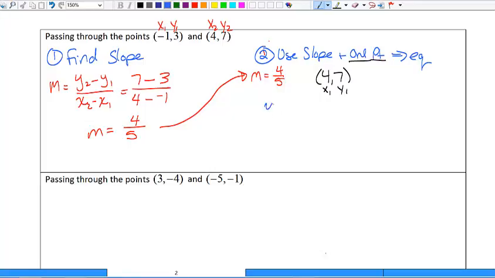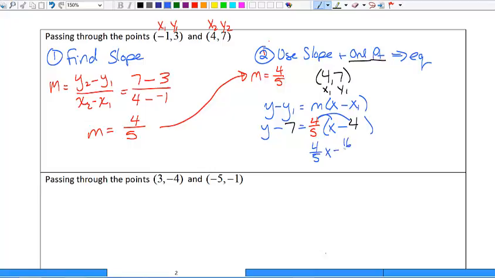So we have y minus y1. Now that we have a point and a slope, we can use point-slope form. So we have y minus y1, and my y1 this time happens to be 7, equals m, and my m was the 4/5 from the red step, parentheses x minus x1, and my x1 that we chose was 4. Okay, so this should be a solution, but in order to put it in slope-intercept form, I'm going to distribute. So I have 4/5 x minus 16/5.